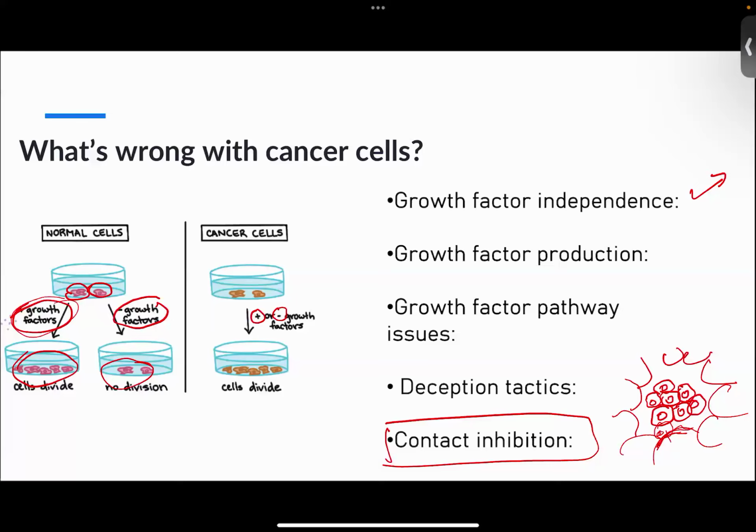Ma'am, can you please repeat the contact inhibition one more time? Okay, contact inhibition.